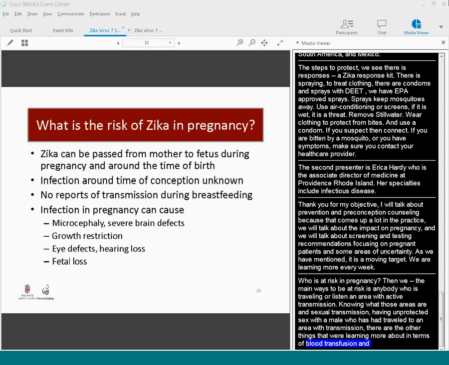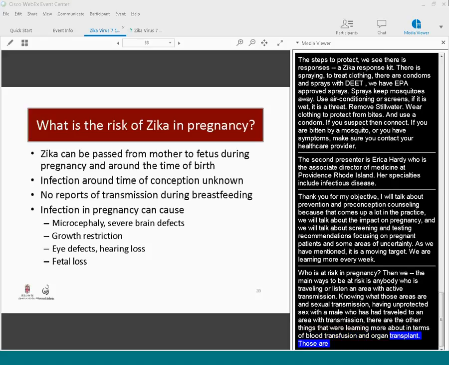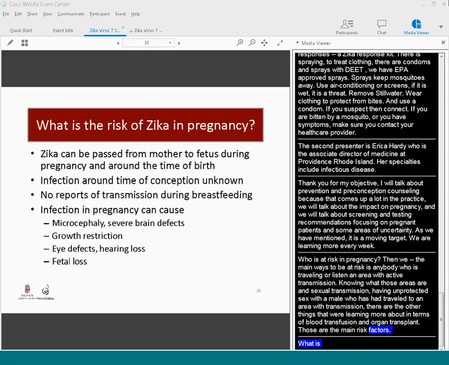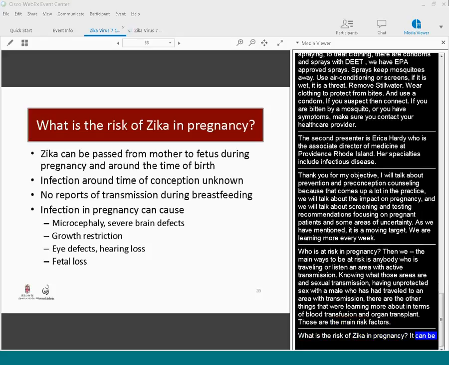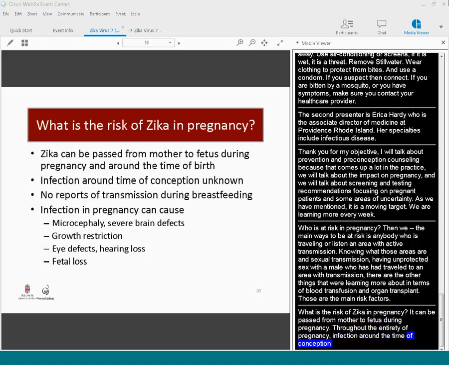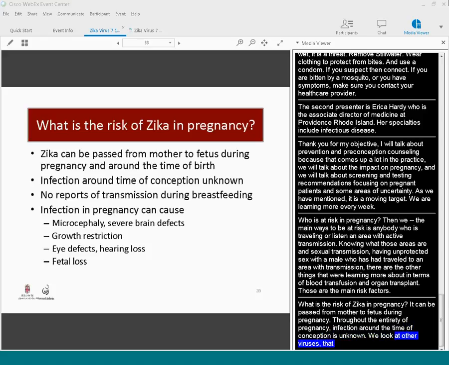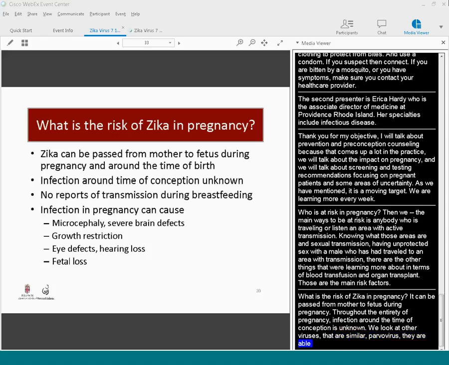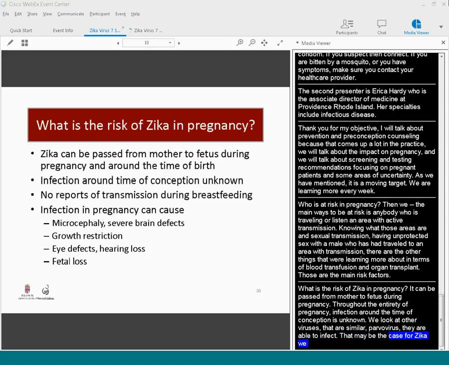So what is the risk of Zika in pregnancy? It can be passed from mother to fetus during pregnancy and around the time of birth. So throughout the entirety of pregnancy. Infection around the time of conception really is unknown if that's able to affect the fetus. Looking at other viruses that are similar, such as CMV, parvovirus, they are able to infect if there's infection and viremia around the time of conception. So that may be the case for Zika. We just don't know yet. Even though Zika virus has been detected in breast milk, there's no reports of transmission during breastfeeding.